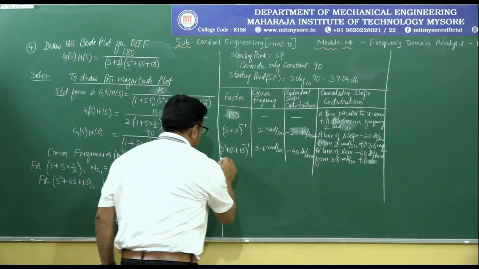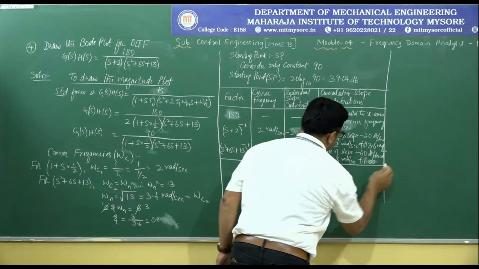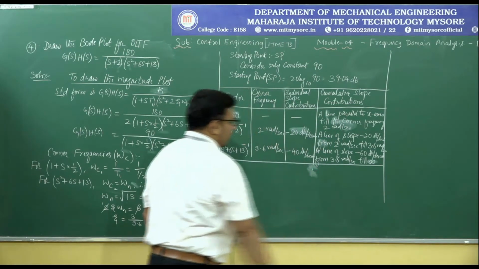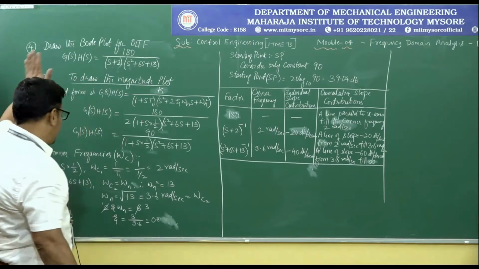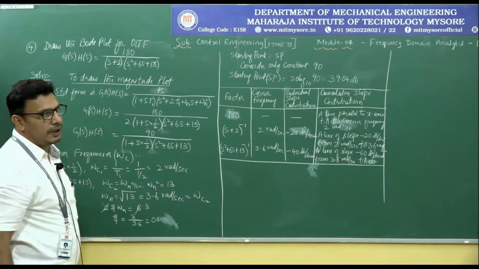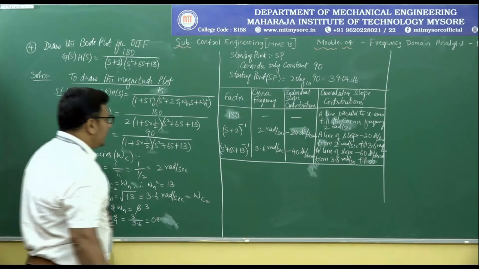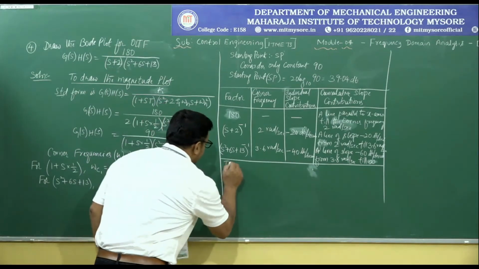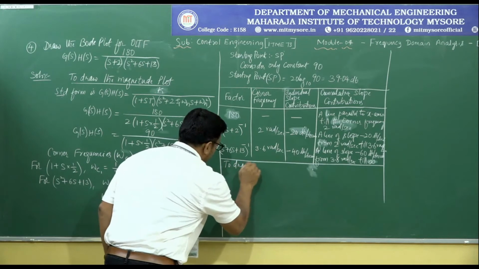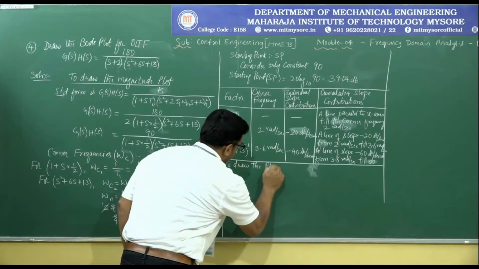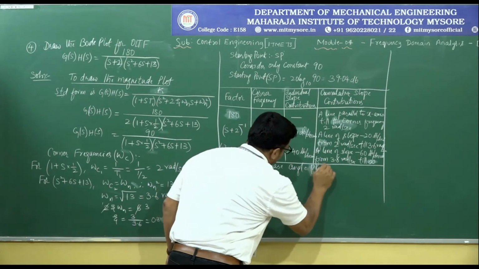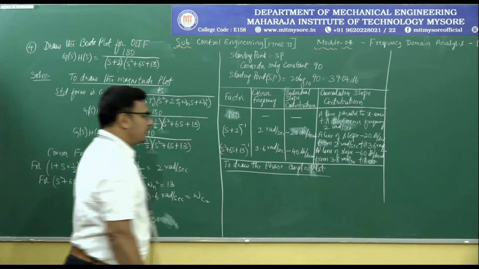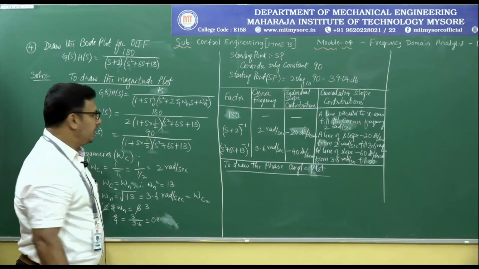So this is the table that will help me out for drawing the magnitude plot. This is the analytics that we have evolved so that we can draw the magnitude plot. Then next is to draw the phase angle plot. The very first step to draw the phase angle plot is to write the equation.